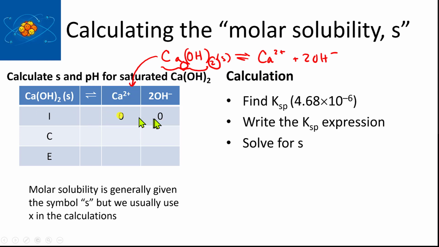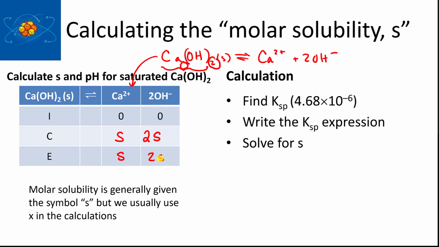If we start with 0 concentrations for both, we know the equilibrium has to be towards the right, and so we're going to use S and S here, but then again, just like if it had been X, you would have put 2S or 2X there, and so the equilibrium line becomes S and then 2S.